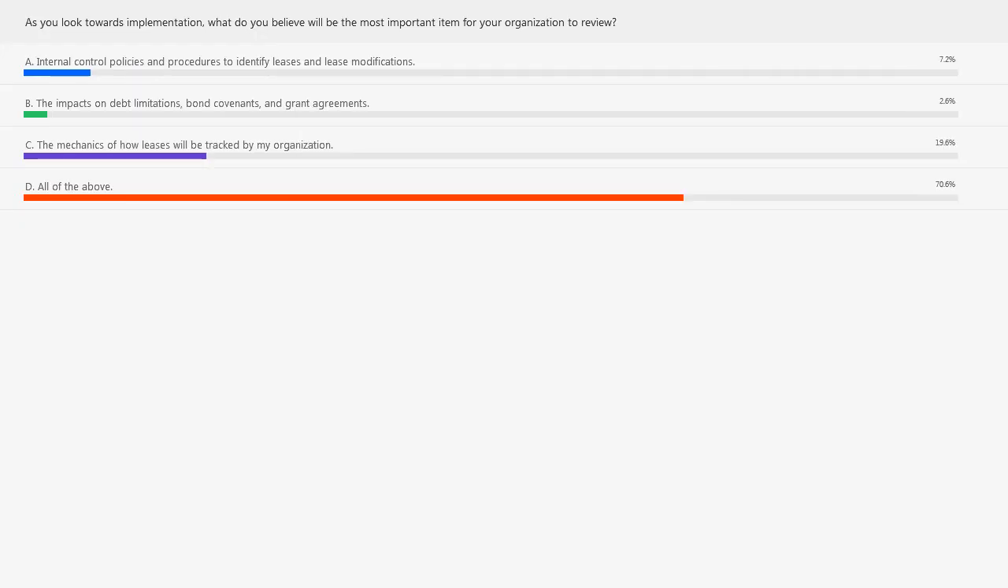Okay, it does look like all of the above is a pretty popular answer, and that makes sense. Internal control policies definitely need to be looked at sooner rather than later, and just the mechanics of how those leases will be tracked by your organization too. The sooner you can start, the better.